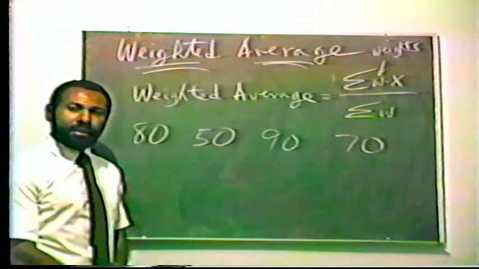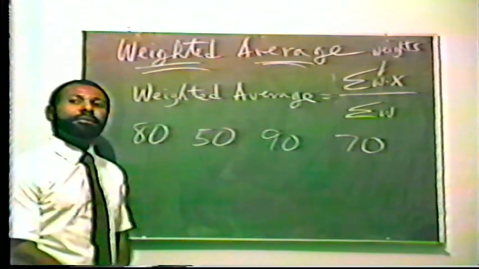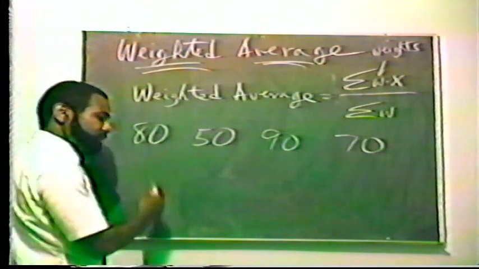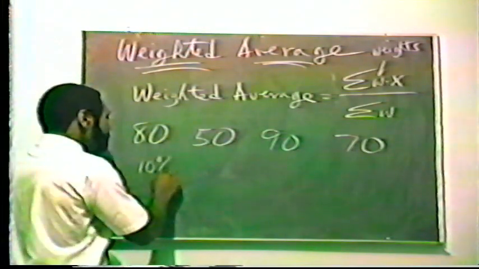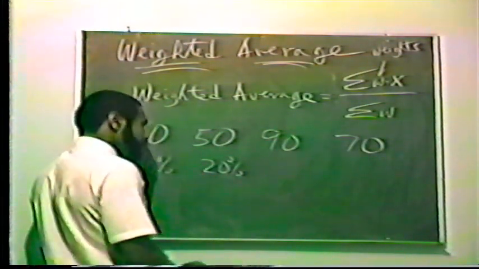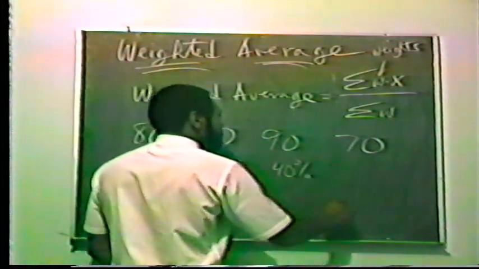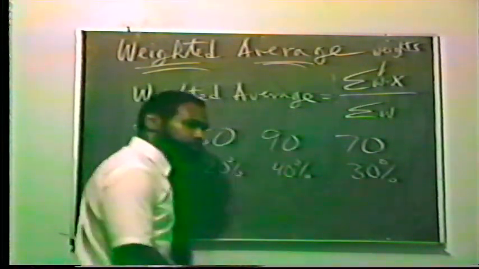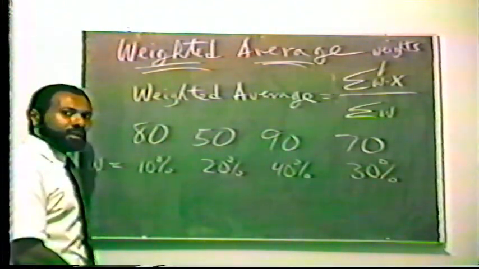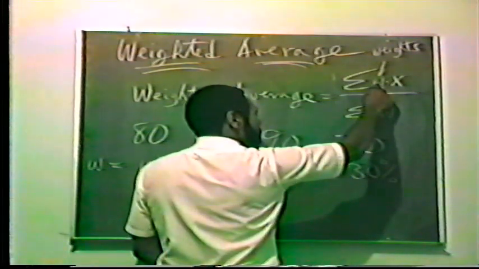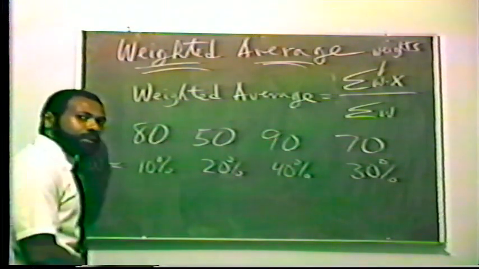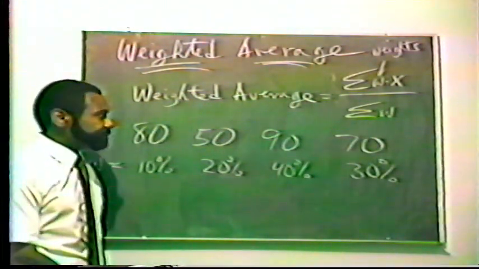Now, the professor might tell you that the tests are weighted. The first test is weighted 10%. The second test is weighted 20%. The third test, 40%. And the last test is weighted 30%. These are the weights, the percentages. In the formula, we have W representing the weights. In the actual situation, the percentages are the weights. The percentages represent the values for W.